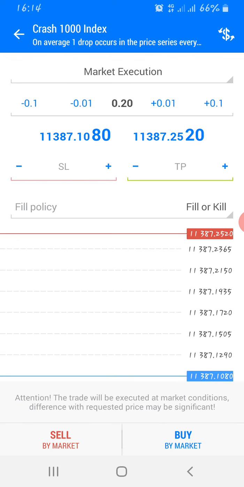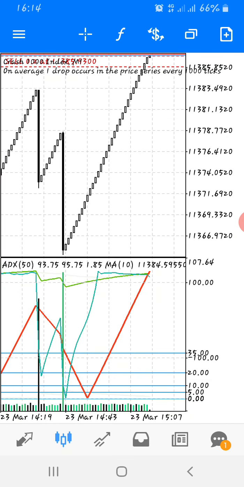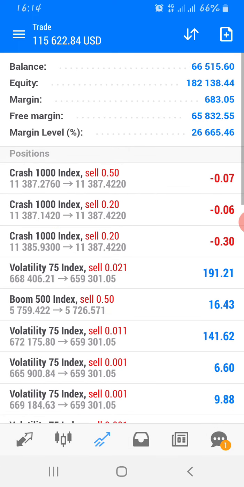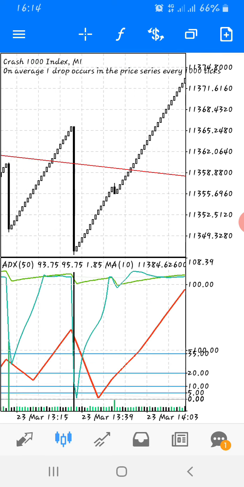So what I'm going to do is place this here. Let me place another set. I've placed another set, and I'm waiting for the spike right now, guys. Yeah, this is trading. Crash 1000. Trading.